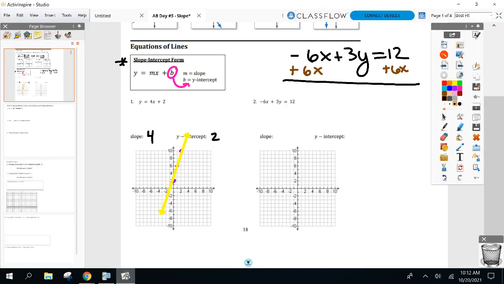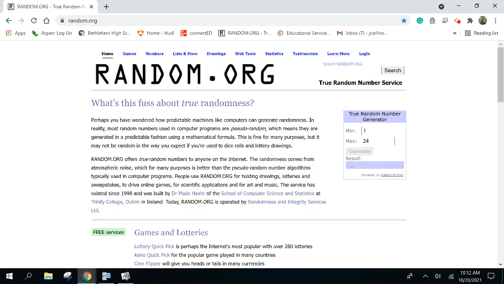Carter, what's left here? What's left on the left side? 3y. Equals, what do you got over here? 12 plus 6x. Okay, I'm going to flip it. That's fine. I don't mind writing 12 plus 6x. I always like the x to come first because it's y equals mx plus b, so 6x plus 12. You're not done yet. You still cannot tell me the slope and the y-intercept. Last thing you got to do to get it into y equals form.